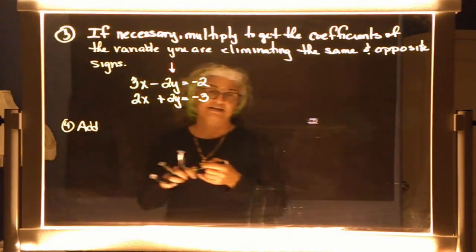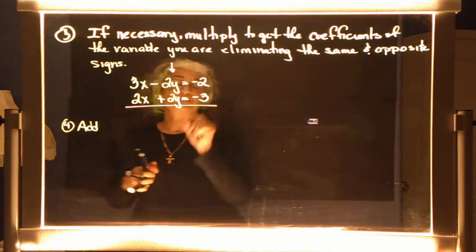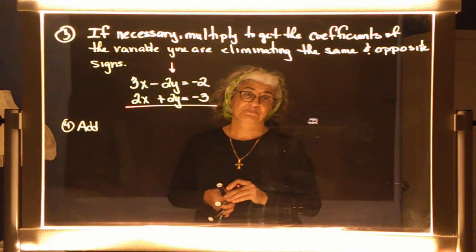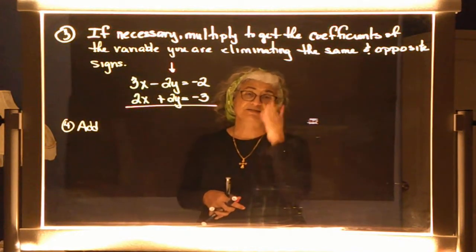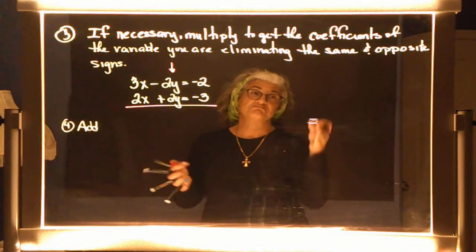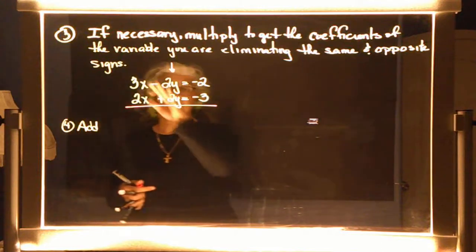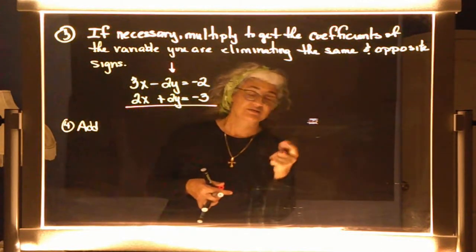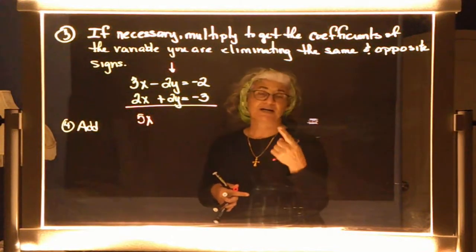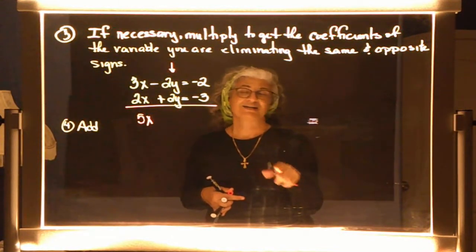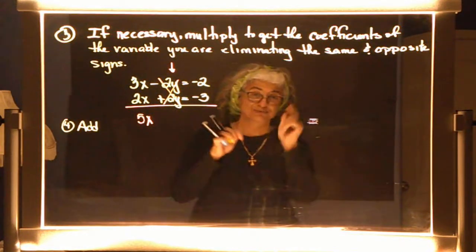You're like, what do you mean add? Literally what it said, add. I want to add these two equations together. And I can only add things that are the same, which means x's get added with x's, y's with y's, constants with constants. So, if I add the 3x and the 2x, 5x. If I add the negative 2y and the positive 2y, they eliminate. They wipe out. Wasn't that our goal?